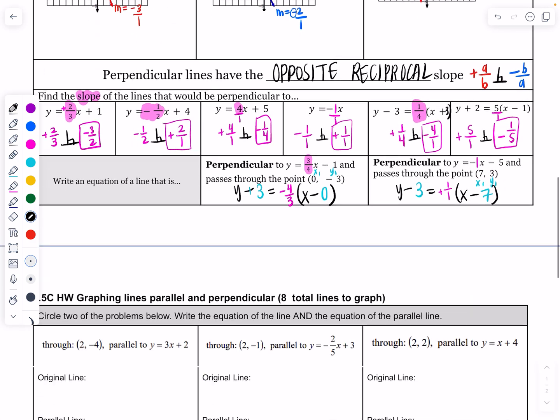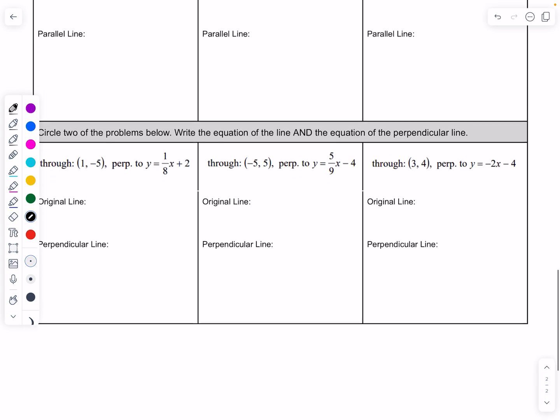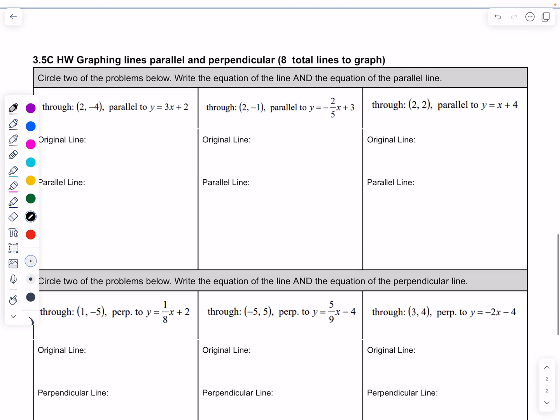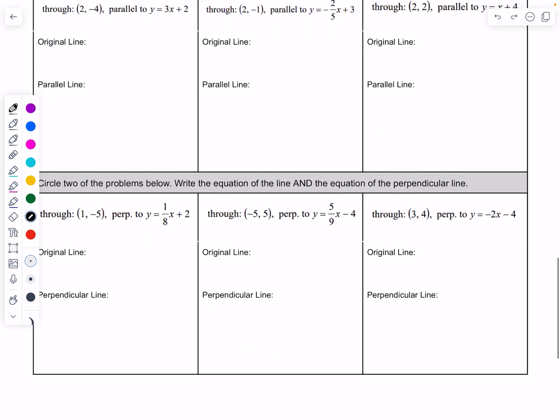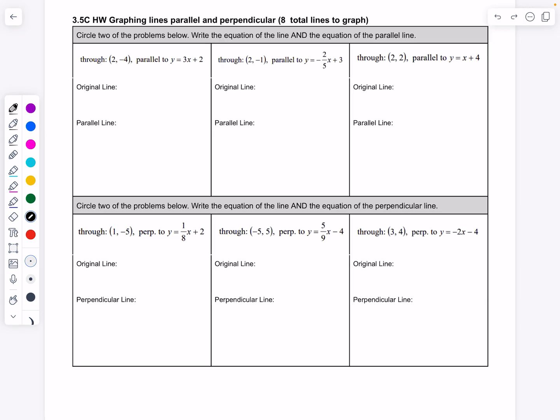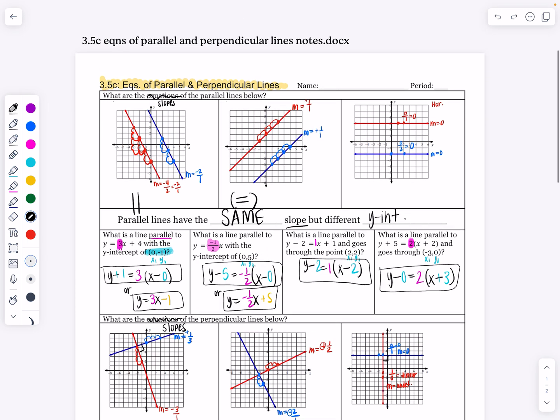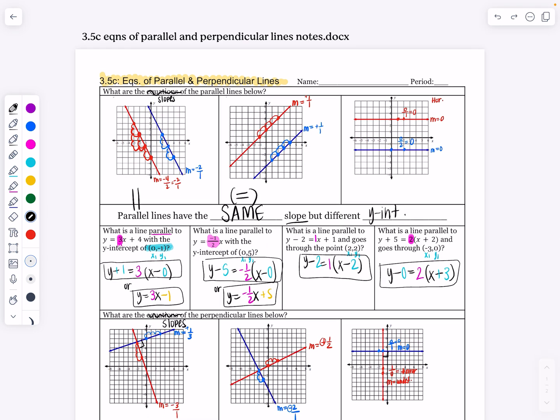So your homework is on the back. We'll talk more about this in class, but I want you to circle 2. So there's 3 problems here. Circle at least 2 of the 3. I don't care which ones you choose. Circle 2 of the 3 to do on that top section. And then you're going to circle 2 of the problems on the bottom. And then we're going to talk about actually graphing them and starting your projects that are going to be the stained glass window projects.